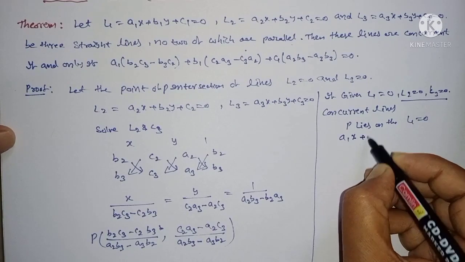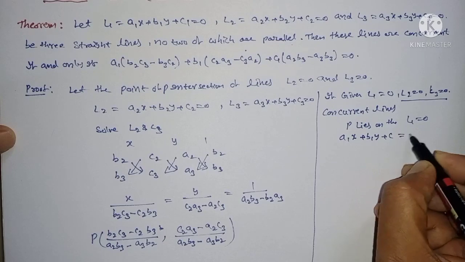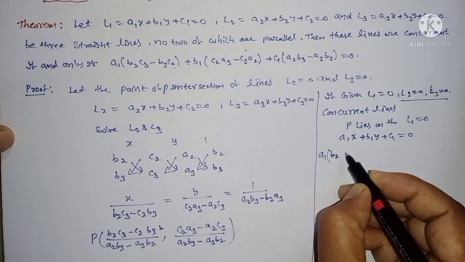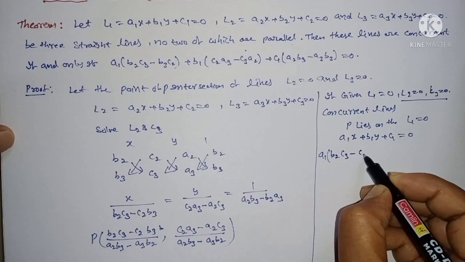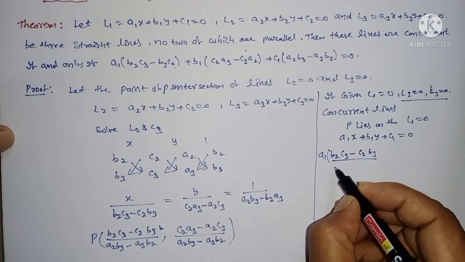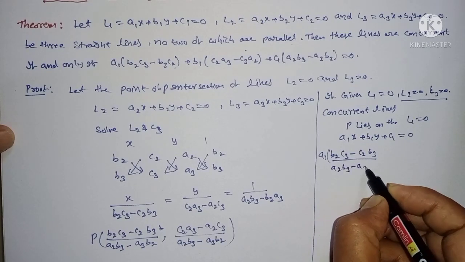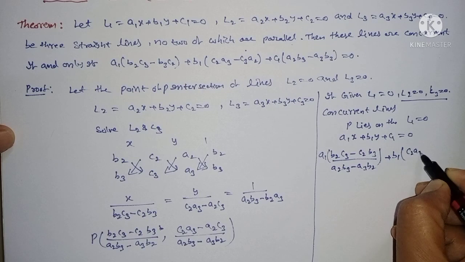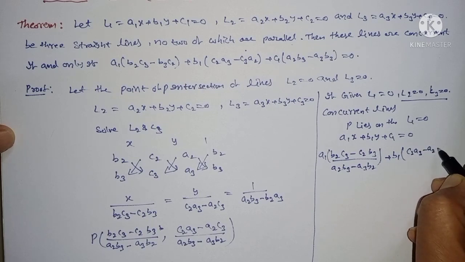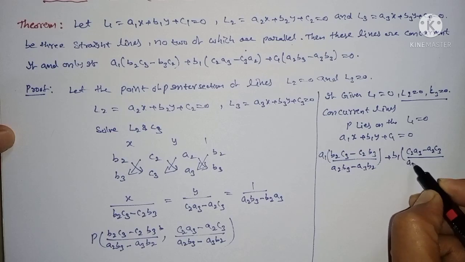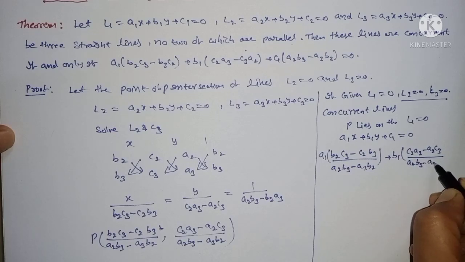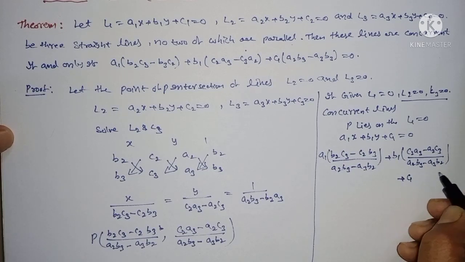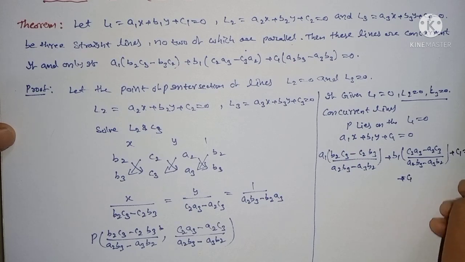A1x plus B1y plus C1 is equal to 0. Substitute the value of x1, which is (B2 C3 minus C2 B3) by (A2 B3 minus A3 B2), plus B1 of (C2 A3 minus A2 C3) divided by (A2 B3 minus A3 B2), plus C1 is equal to 0.